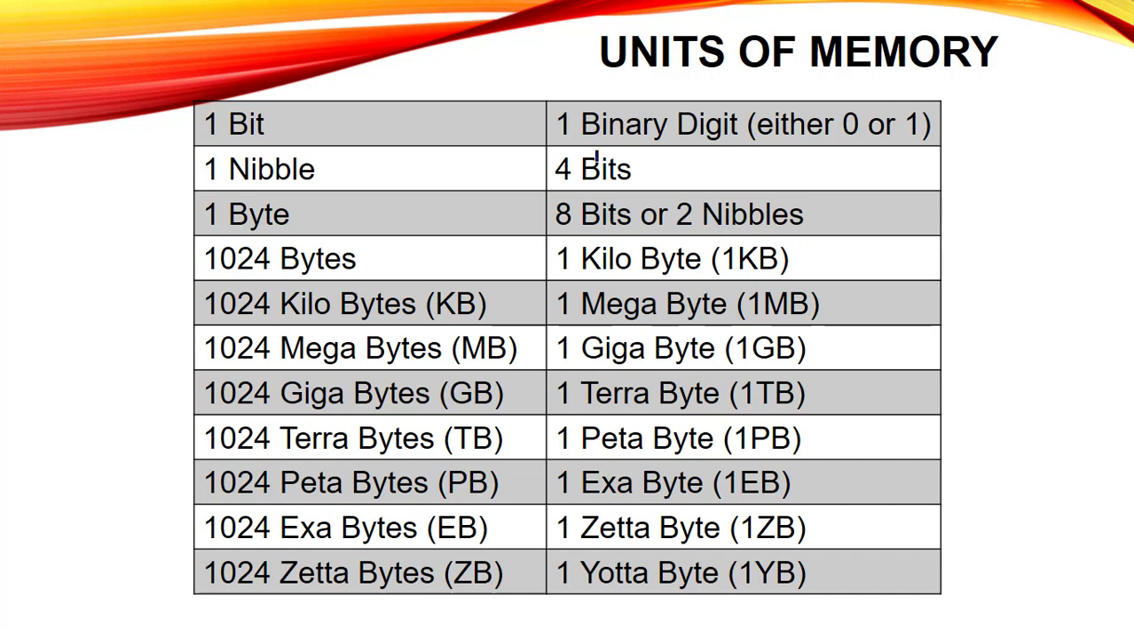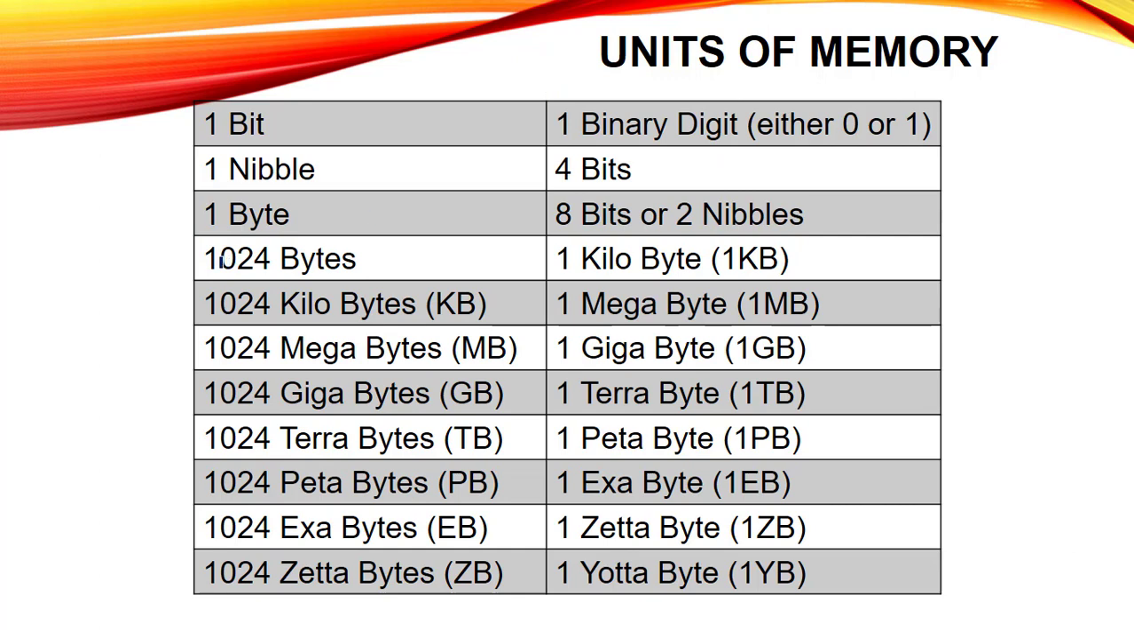Next we have units of memory. We have different units that we use for measuring our data. The smallest unit of a computer is 1 bit. 1 bit is equal to 1 binary digit that can be 0 or 1. Then second we have 1 nibble, which is equal to 4 bits. Then next we have 1 byte. 1 byte is equal to either 8 bits or 2 nibbles.